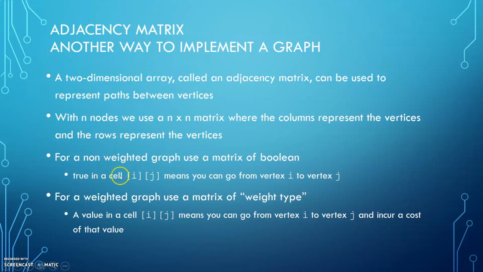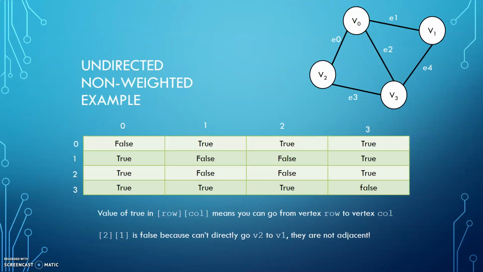A two-dimensional array of Booleans can be used for non-weighted graphs, and a two-dimensional array of whatever we're using for costs: a two-dimensional array of integers, a two-dimensional array of doubles. If we have a more complex cost, it can be a two-dimensional array of the cost object, if it's a more complex way of going from one to another.